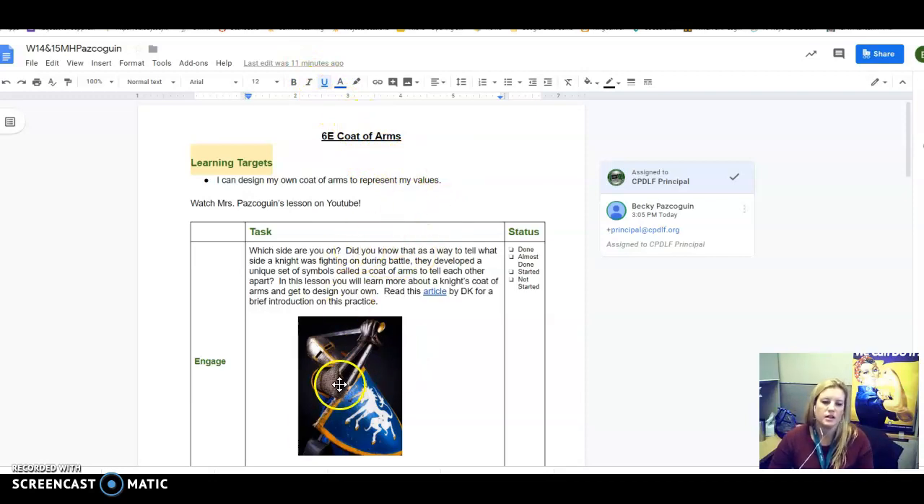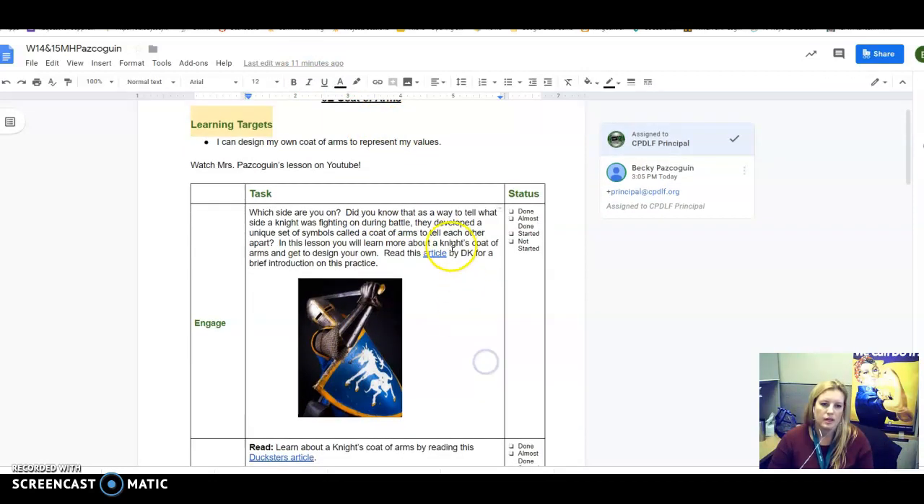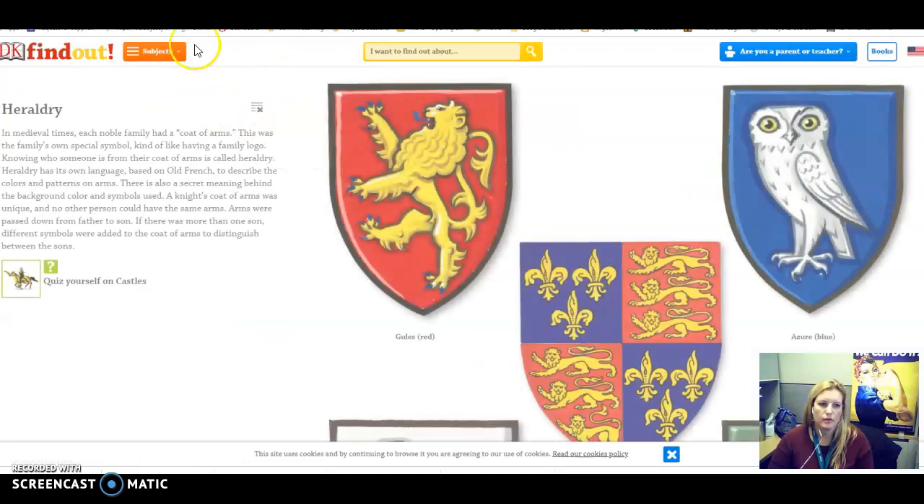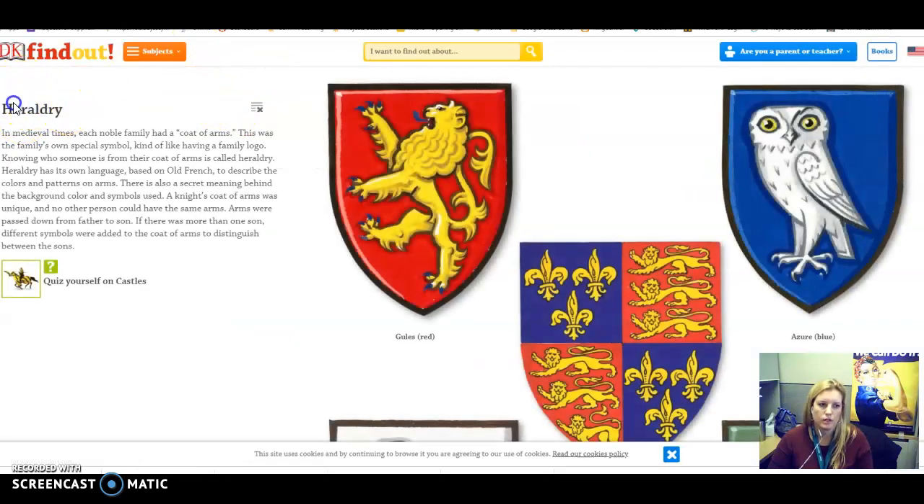We're going to look at this idea in more detail, and I'd like you to read this article about heraldry. Don't skip over it, because this idea of a coat of arms starts with knights, but then it spreads to families. Families start to have their own, like a family logo. Knowing who someone is from their coat of arms is called heraldry. So go ahead and read this, and you can look at these symbols here.